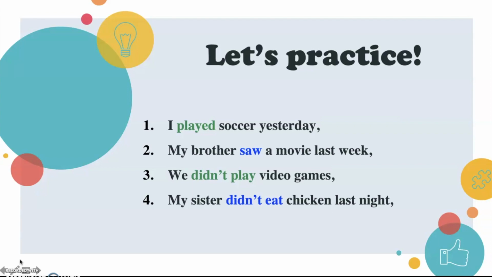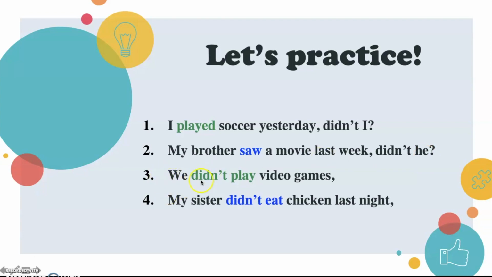Very good, guys. Let's check the answers. In number 1, as it is an affirmative sentence, we have to use a negative tag question, which is, didn't I? In number 2, also we have an affirmative sentence, so the tag question will be, didn't he? Very good. Remember, we cannot use the subject, my brother, in the tag question. We have to use the pronoun he.